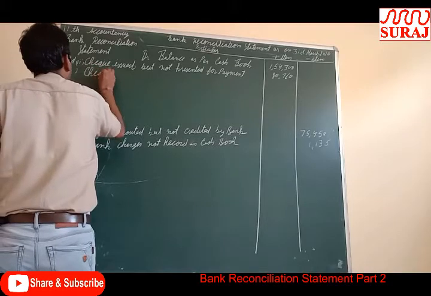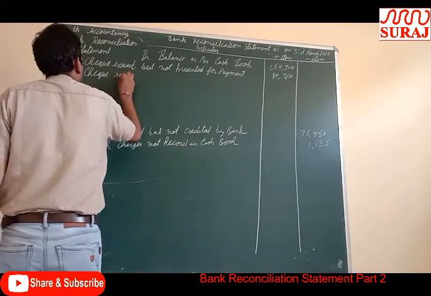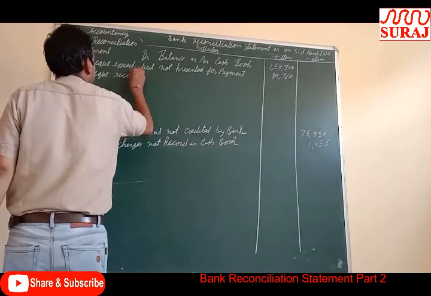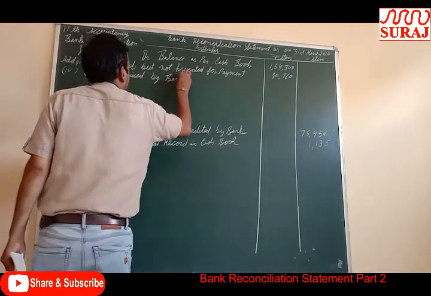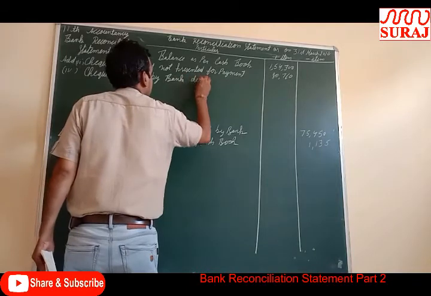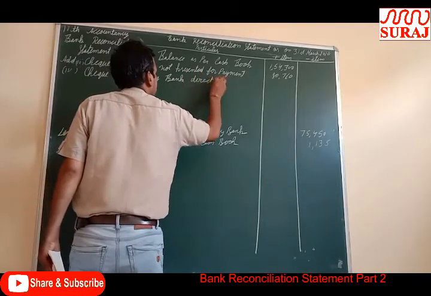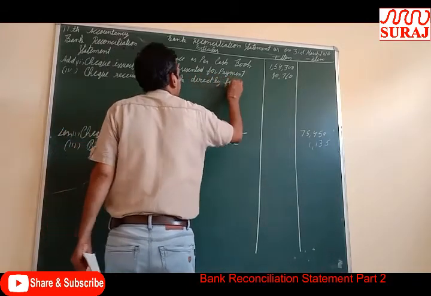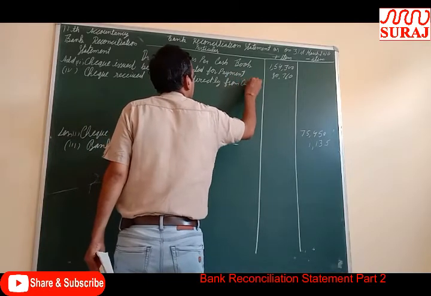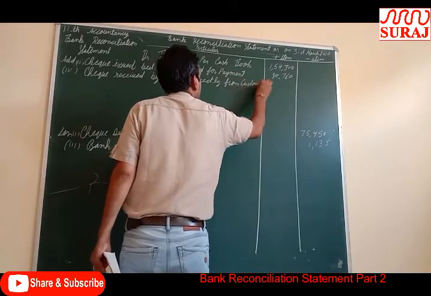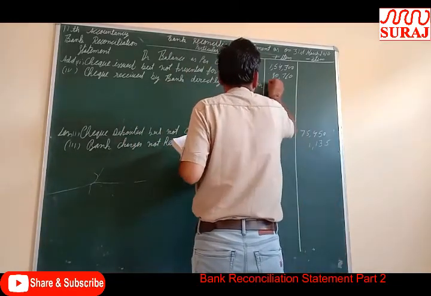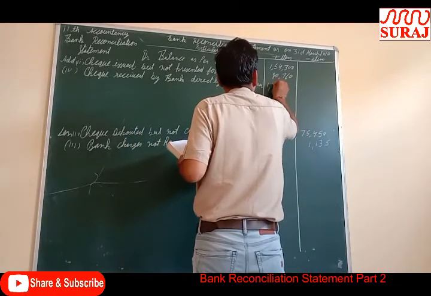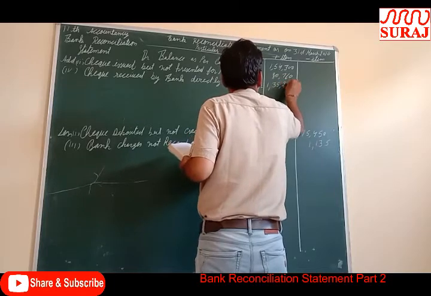Cheque received by bank directly from customer. It's your plus item, 1,35,200.